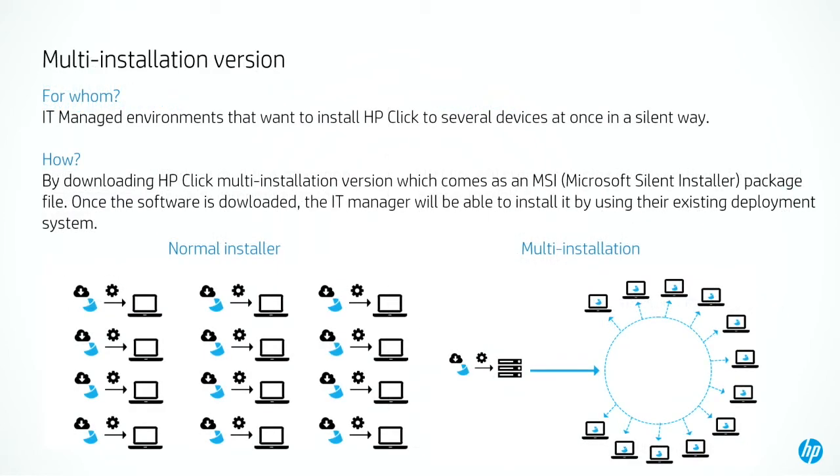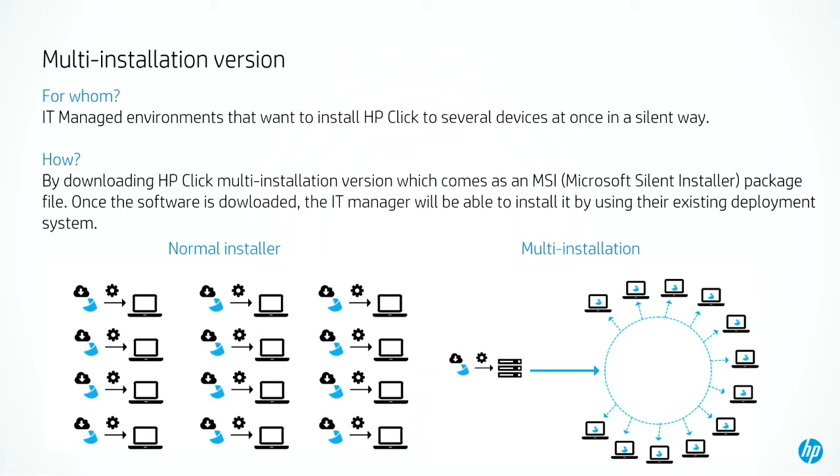And last but not least, this is an important feature that we will be launching because the DesignJet XL 3600 and the DesignJet T16 and T2600 are going to enterprise environments. We know that it's very important for IT managers to deploy software to many PCs at the same time. So we will have a new version of HP Click, which we call the multi-installation version, which allows IT managers to deploy software in a silent way to many PCs at the same time.